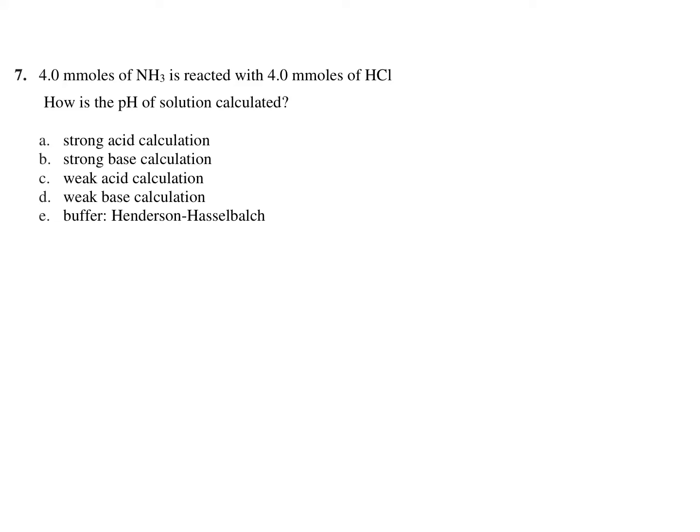Here we are reacting a weak base with a strong acid. The strong acid we're going to represent as H3O+, because that's how it exists in solution. Our initial reaction is that we have the ammonia as the weak base reacting with H3O+ ion to generate NH4+, a conjugate weak acid in solution, plus water.